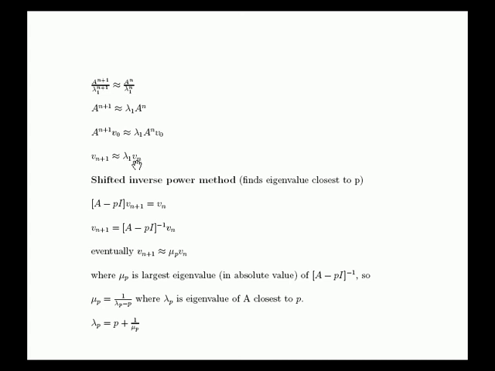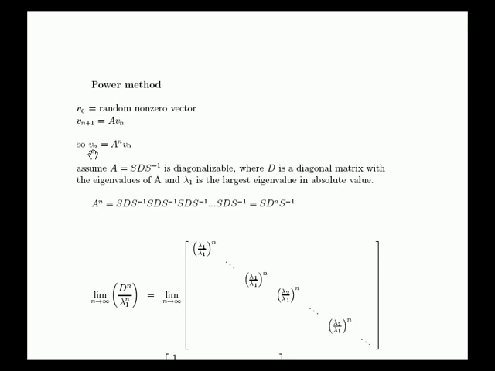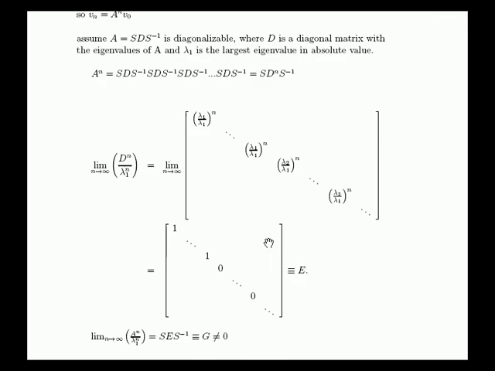And by the way, Vn is the eigenvector corresponding to it, because notice that A times Vn is Vn plus 1. So if Vn plus 1 is just lambda times Vn, then that shows that A times Vn is lambda 1 Vn. So not only is the scalar multiple the largest eigenvalue, but Vn is the corresponding eigenvector. So is Vn plus 1.